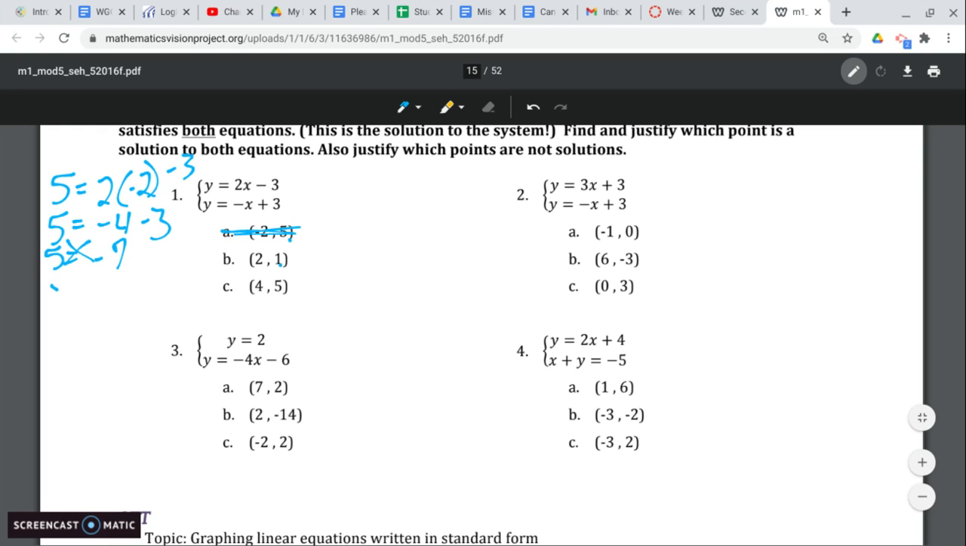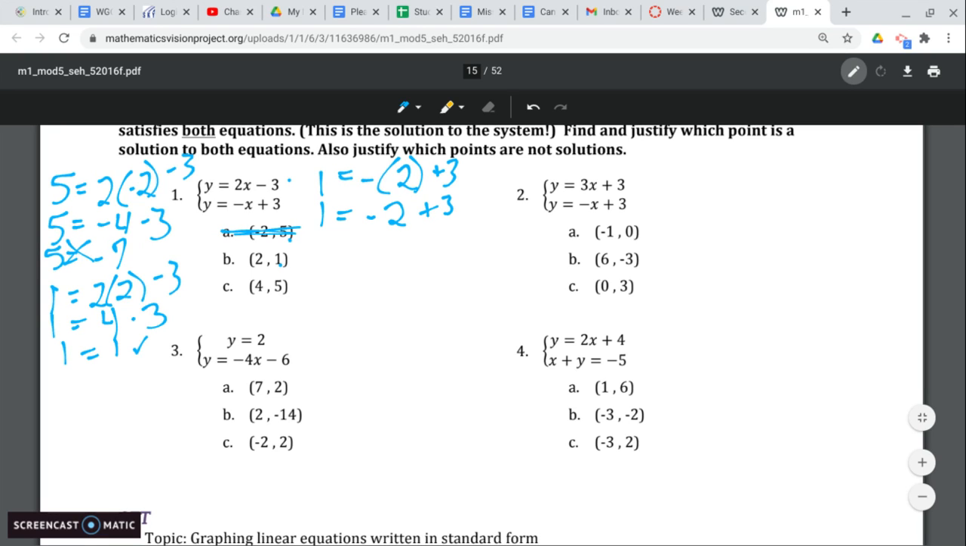So 1 is our y value, so we're going to have 1 equals 2 times 2 minus 3. 2 times 2 is 4, minus 3. So we have 1 equals 4 minus 3, which is 1. It works for the first equation. Now we need to check the second equation. So 1 is our y value, so we plug in 1 equals negative parentheses 2 plus 3. So 1 equals negative 2 plus 3, which is 1. So it works for both equations. So the point 2, 1 is the solution to the system of equations.